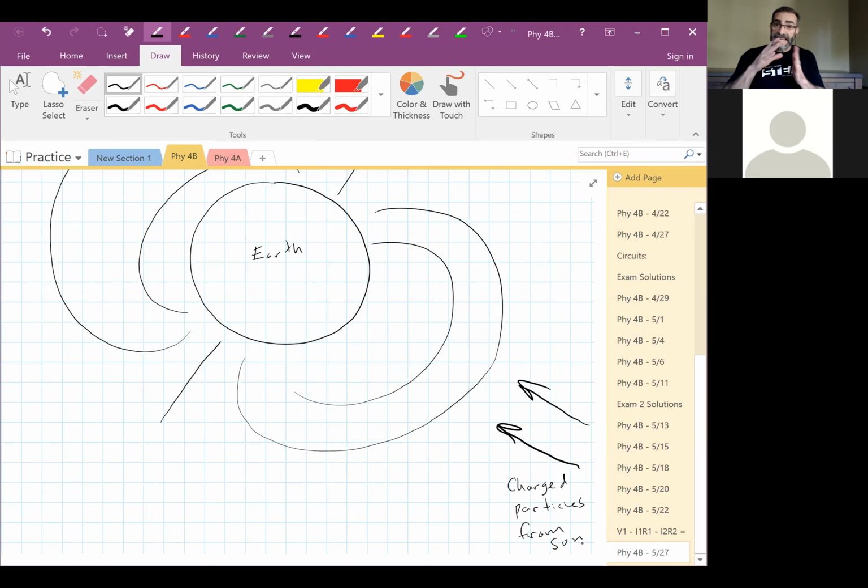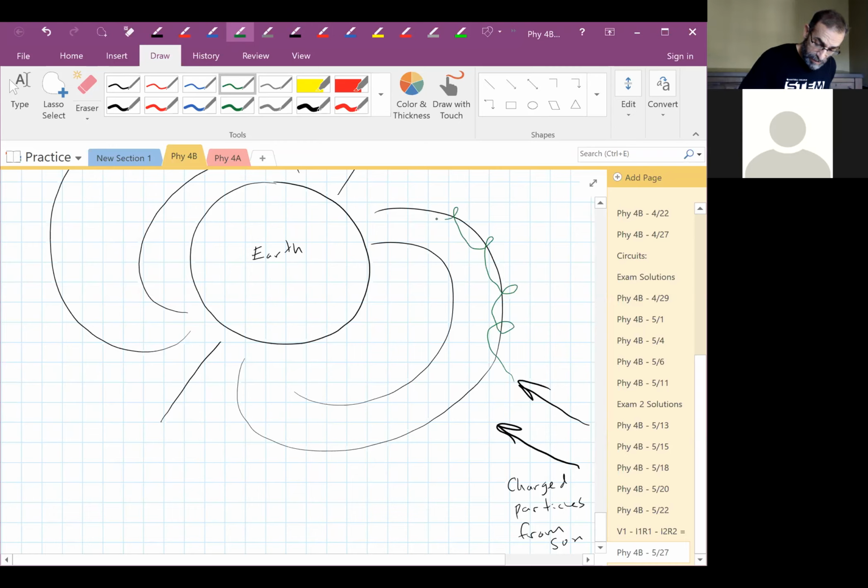And if they have any component of their velocity along the magnetic field lines, that's where they're going to go. They're going to spiral around. They're going to do this. They're going to end up spiraling along the field lines like that, or if they have some component of velocity in the other direction, they'll spiral around like that.